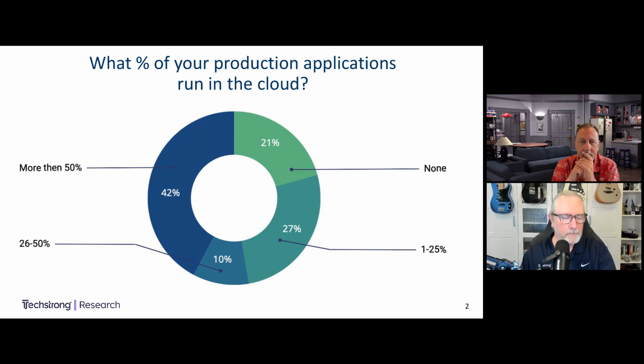What are your thoughts? No, I definitely think that. I think what's preventing that 21% is probably maybe not cost, maybe it's regulation, maybe it's the industry they're in. I would also like to understand within that 21%, how many of them are using SaaS? Like, how are they interpreting that question, right? So what percentage of your production applications?